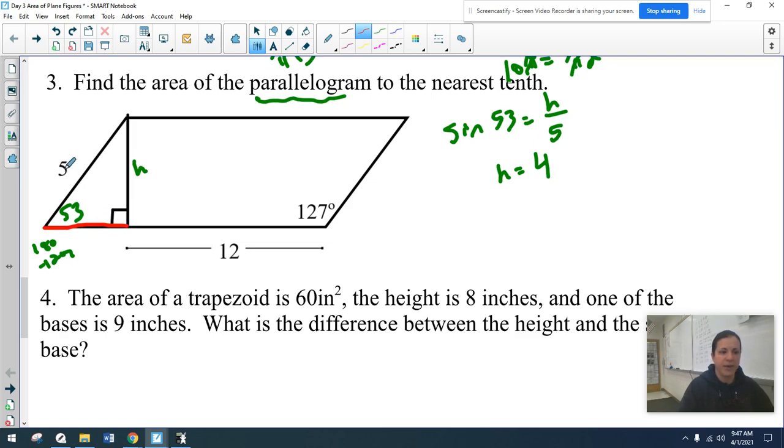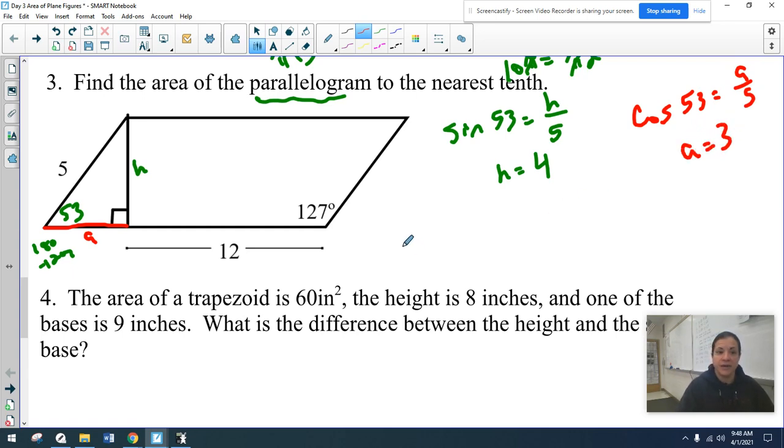So I've got my hypotenuse and I've got the adjacent. So let's do cosine for that one. So cosine, we'll just call it A for adjacent, is adjacent over hypotenuse. So if I do 5 times the cosine of 53, that's going to give me 3.00. So I'm just going to call it 3.